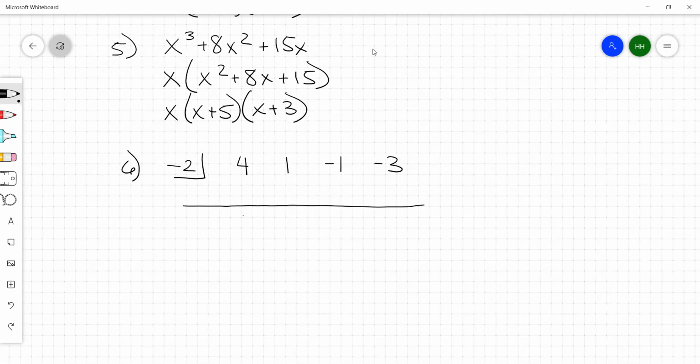We bring down the 4. -2 times 4 is -8. You add. It's -7. You get 14. You get 13. You get -26. And you get -29. So this looks like the quotient would be x squared minus 7x plus 13 with a remainder of -29.